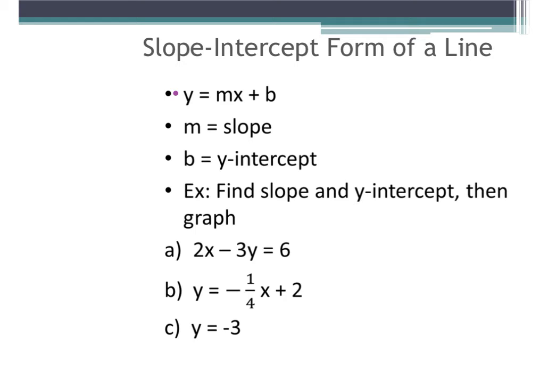Okay, slope-intercept form of a line. So the slope-intercept form of a line is just y equals mx plus b, where m is our slope and b is our y-intercept. So m is how much we're rising and falling, and over how much we're running, and b is our y-intercept. It's where it intersects the y-axis.